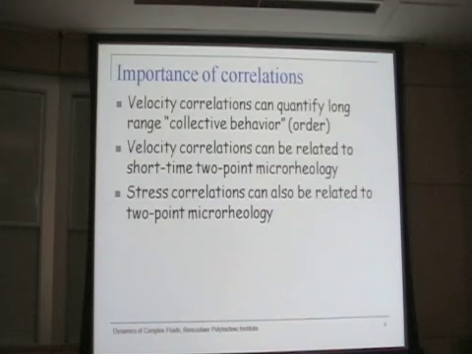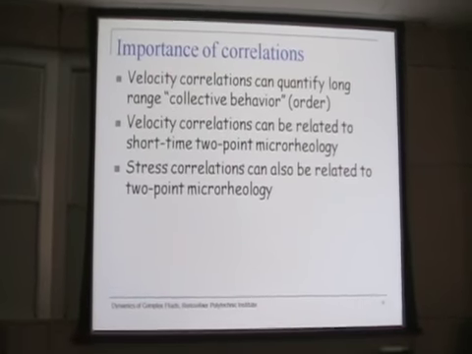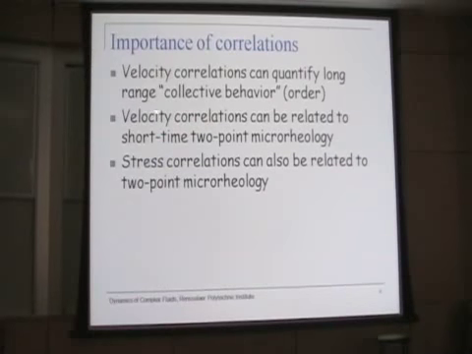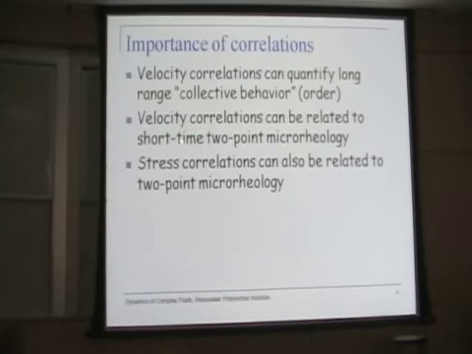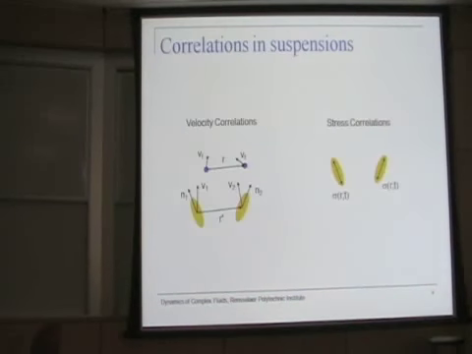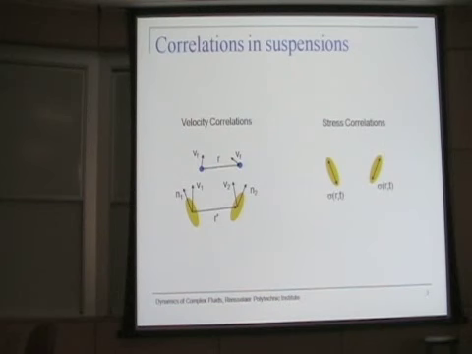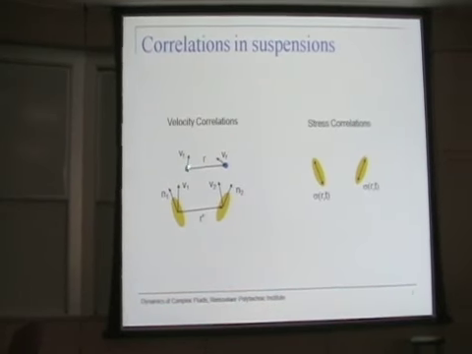And so one reason we're doing this is to try and quantify some of these collective behaviors, like these swirling patterns. Rather than looking at them and seeing they're similar, we wanted to try and quantify them by using these correlations. So the velocity correlations, we're going to try and use to quantify this collective behavior. But these velocity correlations can also be related on some level to maybe the short time 2-point microrheology. So suppose you are doing 2-point microrheology, where essentially you track the motion of 2 probes that you put in.